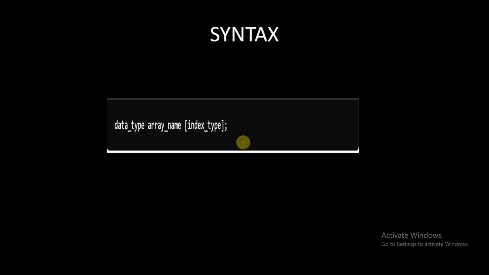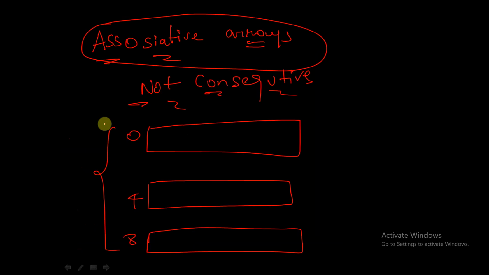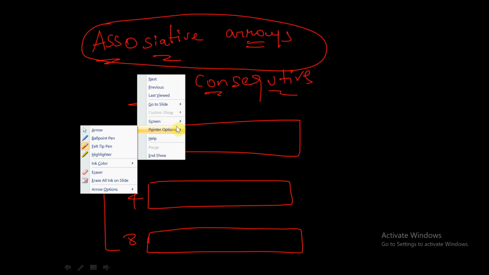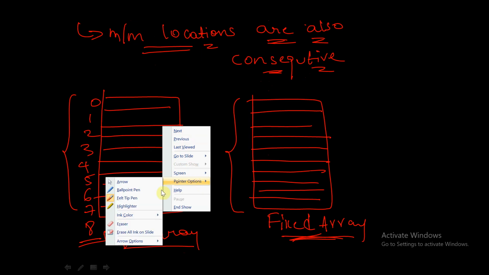Unlike the consecutive memory locations which are present in dynamic arrays or fixed arrays, we can also create non-consecutive memory locations with the help of associative arrays. We can create whatever memory location we want with the help of associative arrays. Is this clear? Is the difference between the associative arrays and dynamic arrays and queues clear? Yeah, it's clear.